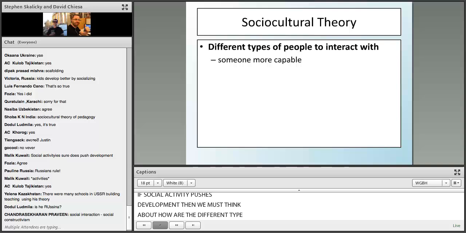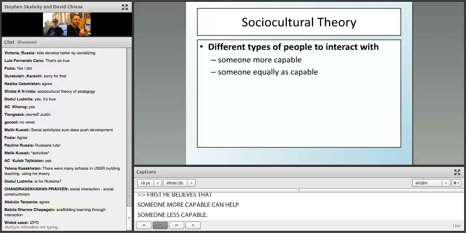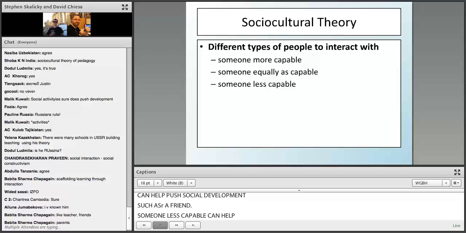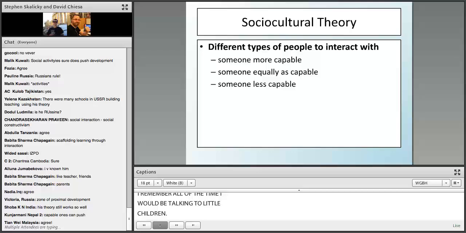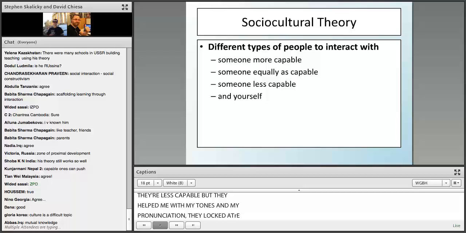First, he believes that someone more capable can help someone less capable. Also, someone equally as capable can help push social development, such as a friend. Someone less capable can help someone learn as well. So when I was living in China, I remember all the time I'd be talking to little children, and my Chinese was so bad. But when I interacted with the children, they kind of taught me. They're less capable, but they helped me with my tones and my pronunciation, and they looked at me funny a lot. The different type is also yourself.